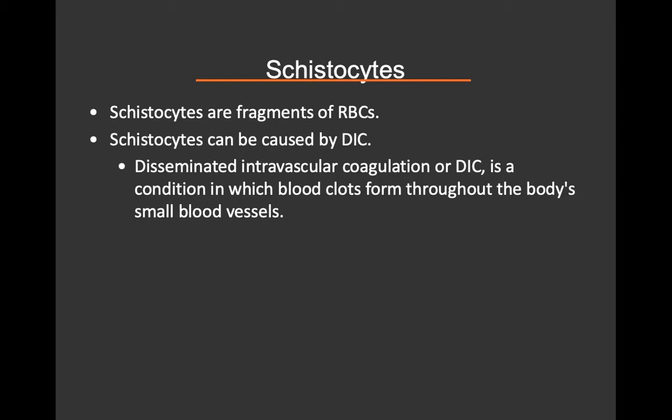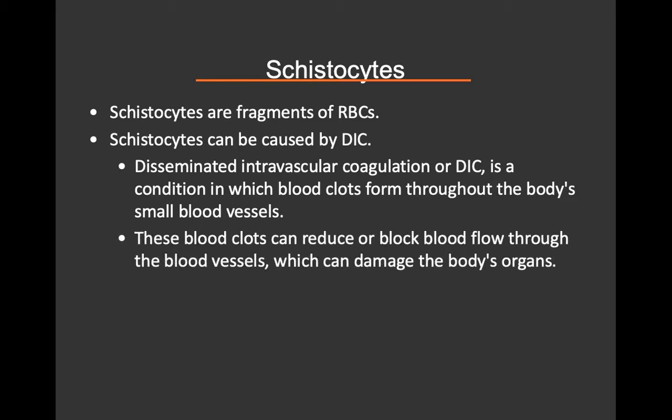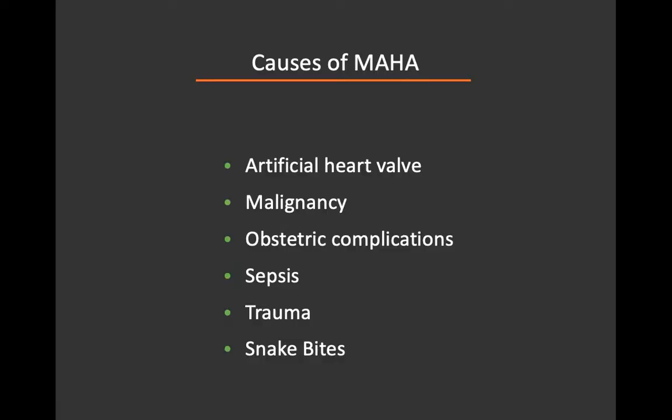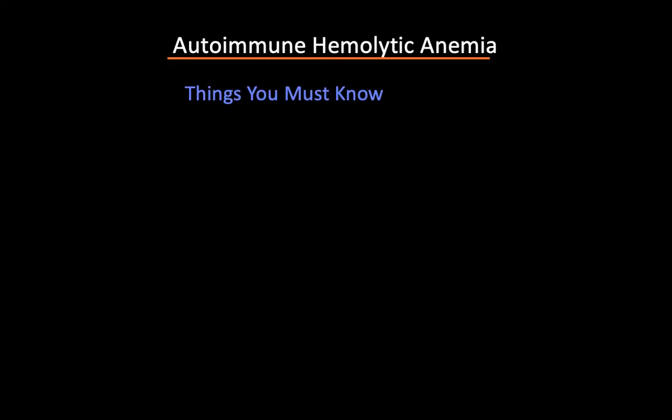And this can be caused by what we just talked about, what is very often called DIC, disseminated intravascular coagulation, which is where you get that clotting on the walls of the small vessels. And these blood clots can reduce or block blood flow and damage organs as well. Sometimes those schistocytes actually look like little triangles, and so they call those triangulocytes. So causes of this could be artificial heart valve, malignancies, obstetric complications, sepsis, trauma, snake bites.